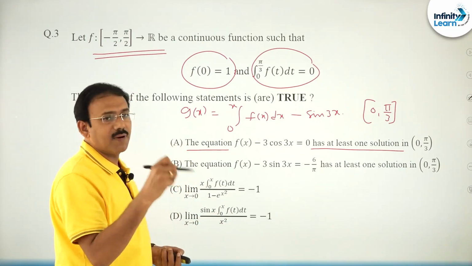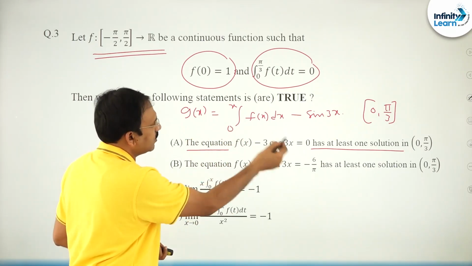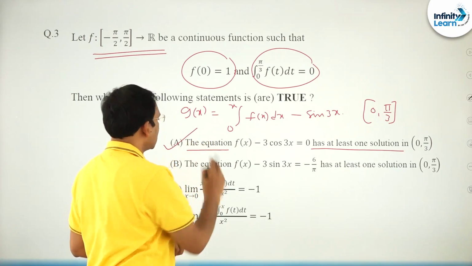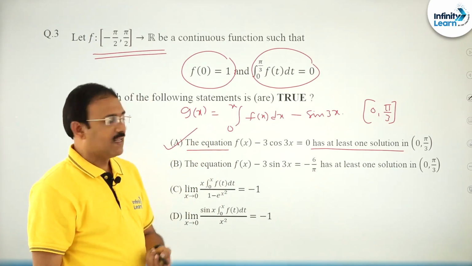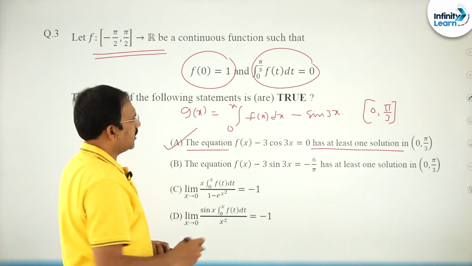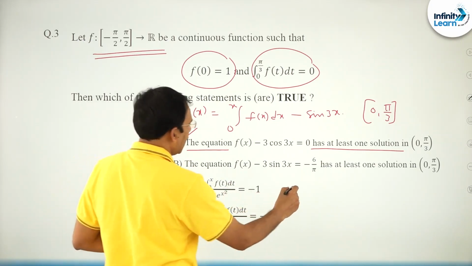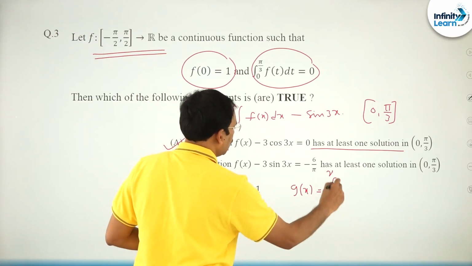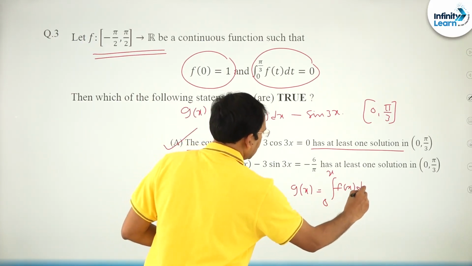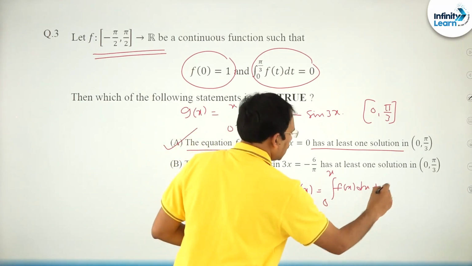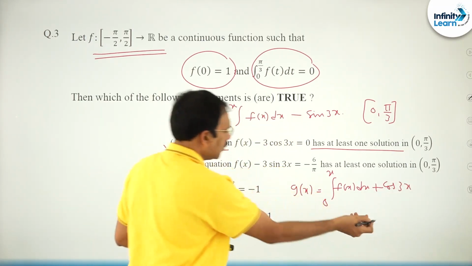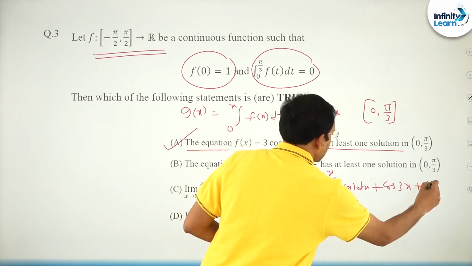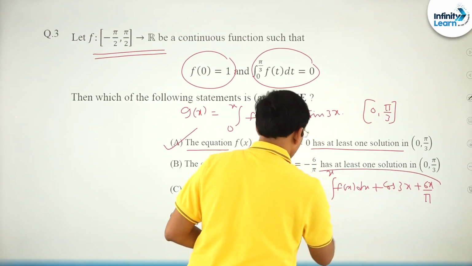Hence there exists some number alpha such that its derivative is 0 in the open interval 0 to pi by 3. Its derivative is nothing but this. So option A is correct. In the same way, to prove option B, you try to take another function g of x, the integral from 0 to x of f of x dx, to get minus 3 sin x you can take plus cos 3x, whose derivative will be minus 3 sin x plus 6x by pi. You take this function, friends.